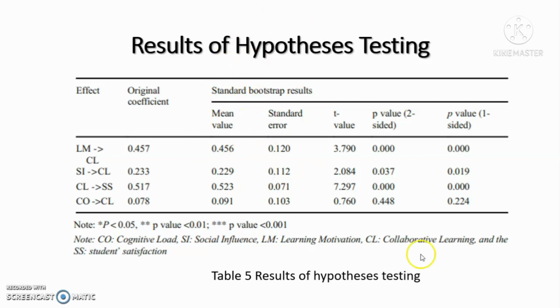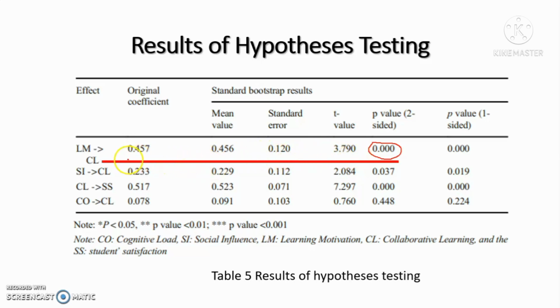Now let's see the result of hypothesis testing. As this table shows, the first one, when we see the hypothesis, learning motivation influences collaborative learning, and we can find the p value, and the p value is 0.00. It means it is smaller than 0.05. So the hypothesis that learning motivation positively influences collaborative learning is accepted.